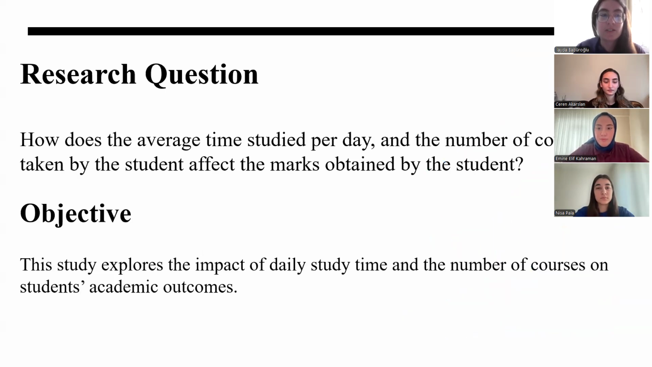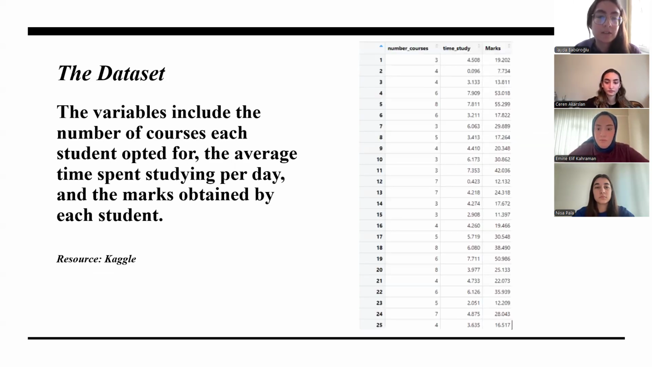Let's start. Our research question is, how does the average time studied per day and the number of courses taken by students affect their academic performance? This is an important question because students often wonder whether increasing daily study hours or changing their course load will improve their academic performance. So, the main objective of our study is to investigate the impact of two independent variables, daily study time and the number of courses, on the dependent variable, which is a student's academic performance represented by their marks. To analyze this question, we use the dataset from Kaggle.